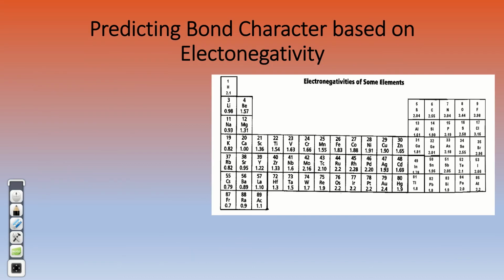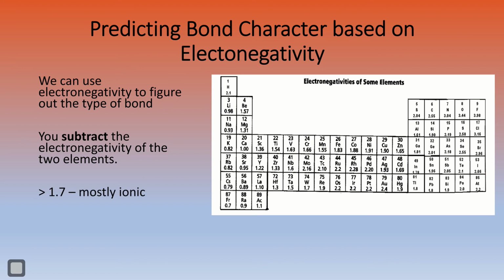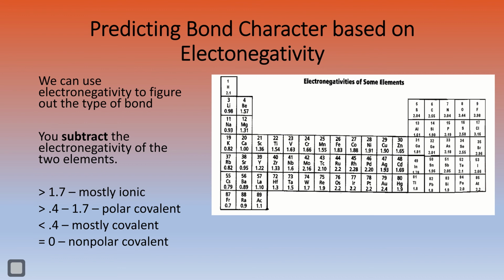Okay. Another way to figure out bond character is to use the electronegativity of each of the atoms. This would have to be given to you in a problem. You simply subtract the two electronegativities of the two atoms, then look at the answer and compare it with a chart like this one. If the difference is greater than 1.7, it's mostly an ionic compound. You probably picked a metal and a nonmetal, and they're very different.